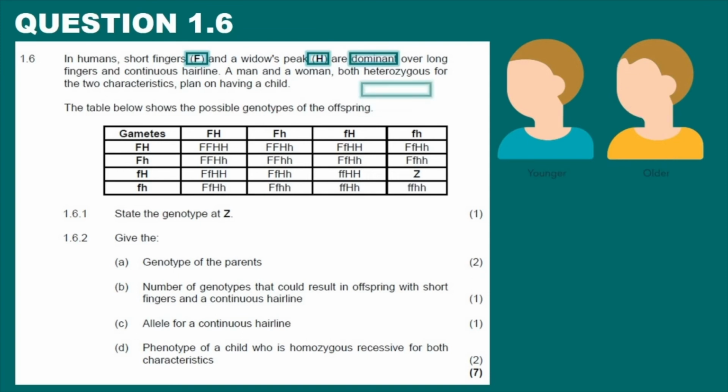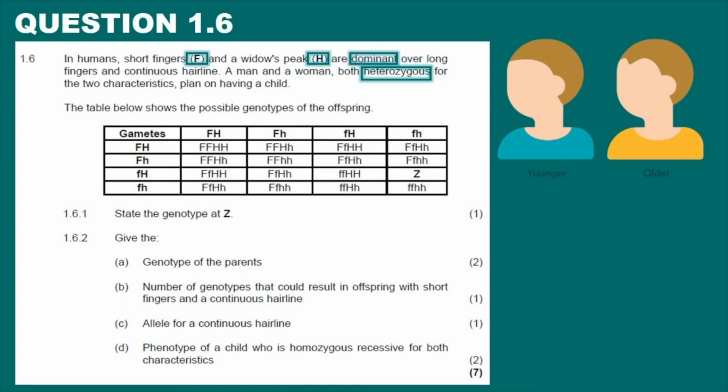We had a man and a woman that decided to have children, and both of these parents are heterozygous. What heterozygous means is that the alleles are different to one another. If we take short fingers, short fingers is a capital letter F, but the father has short fingers, but it is heterozygous.